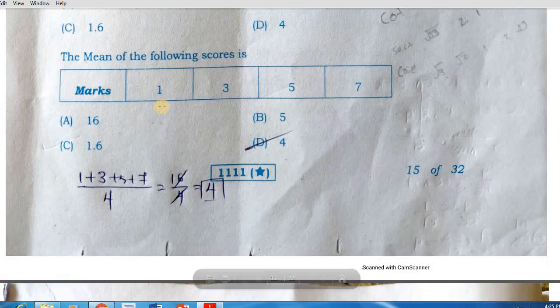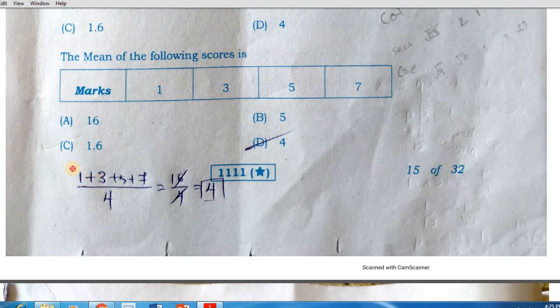Question number 24, children. The mean of the following scores. You wanted to find the mean. There are 4 scores they have given, and these are not grouped data, ungrouped data only. How to find the mean? You wanted to use the formula x bar is equal to sigma x divided by n, otherwise sum of observations divided by number of observations.